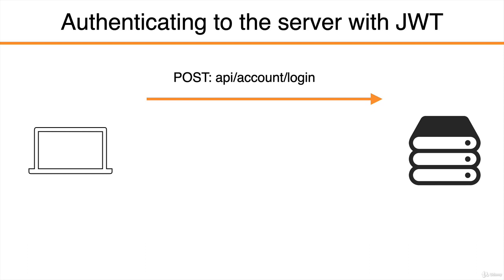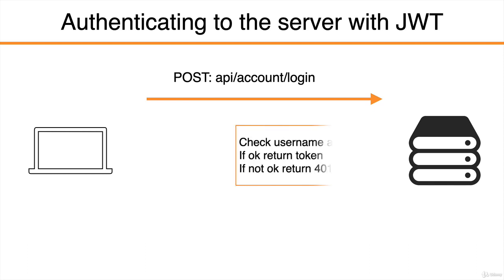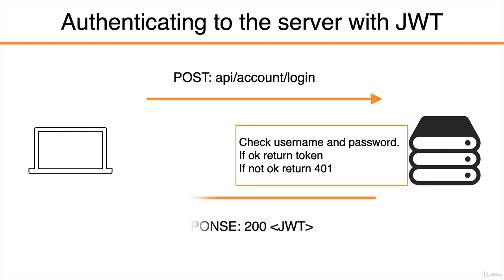Now we've already set up the code to do this, but in addition to checking the username and password, if it's okay, then we're going to return the user object with that token. If it's not okay, then we're going to return a 401. We've already seen that. And the server's going to send back a response, if successful, of 200, including the JWT token. And the client is going to store the JWT token it's got back.